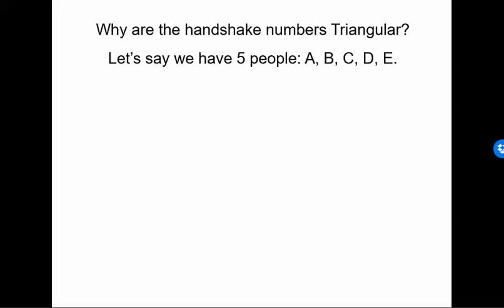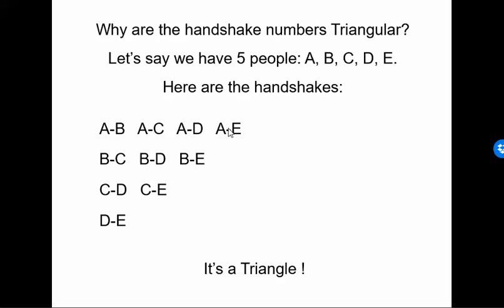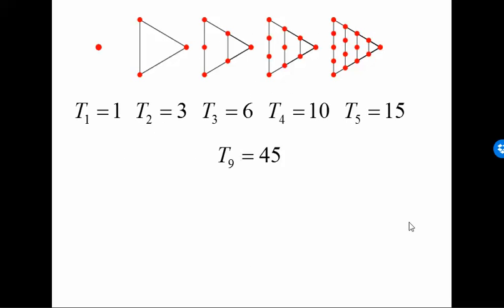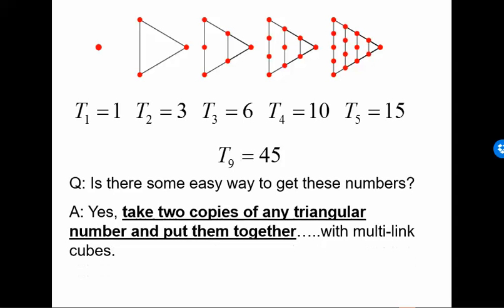So why is it that the handshake numbers are triangular? Let's say we have 5 people, A, B, C, D, and E. Here are the handshakes. And you'll notice that we get a triangle. 4 plus 3 plus 2 plus 1. Here's another picture of the triangular numbers. Is there some easy way to get these numbers? Yes.